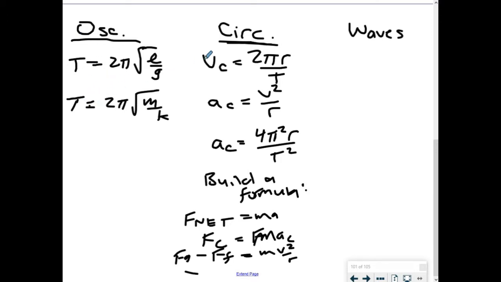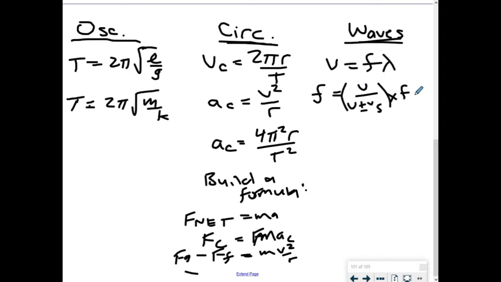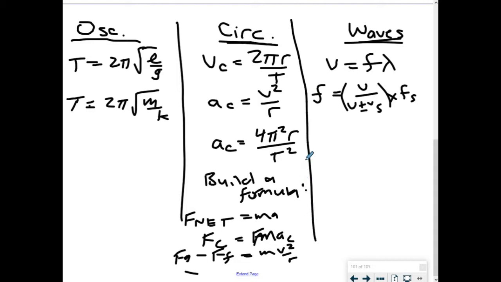The third part of our unit has been waves. In waves, we've already learned one formula, V equals frequency times wavelength. The final formula is the one we're going to talk about. That's today's formula: frequency is equal to velocity over velocity plus or minus velocity times frequency. We'll talk about how to use this formula in a second. But I thought this was a good representation so that you only use the right formula in the right scenario, because sometimes you get overwhelmed with all the stuff that's happening.